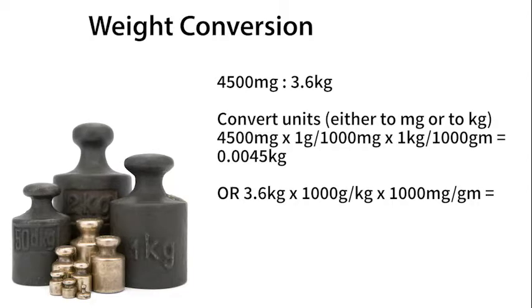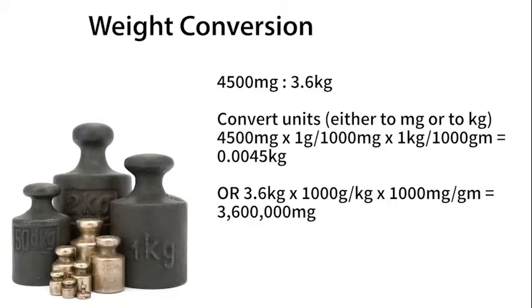Or if we wanted to convert our kilograms to milligrams, we can take 3.6 kilograms and then show the relationship of how it takes 1,000 grams to equal a kilogram, and then 1,000 milligrams per gram, which would give us 3,600,000 milligrams. If you look at the examples that I've given you, the one on the top is a division because our units are on the bottom. The example on the bottom is a multiplication because our units are on the top.